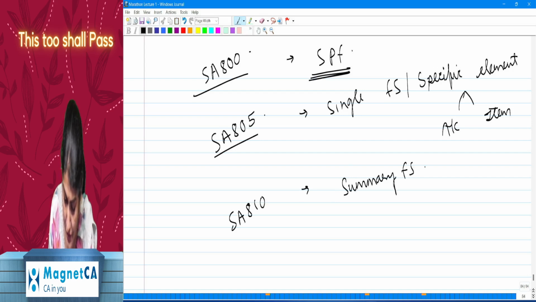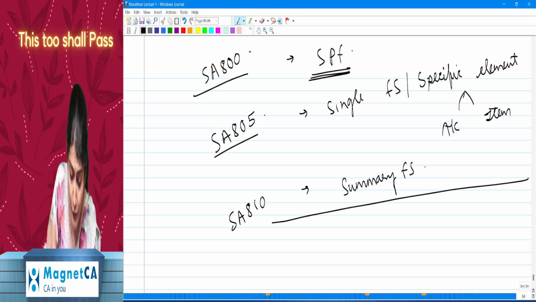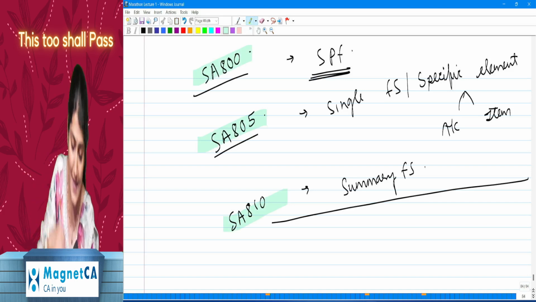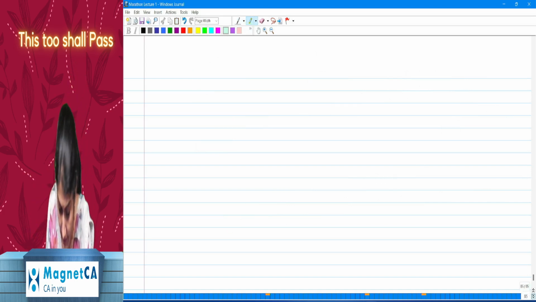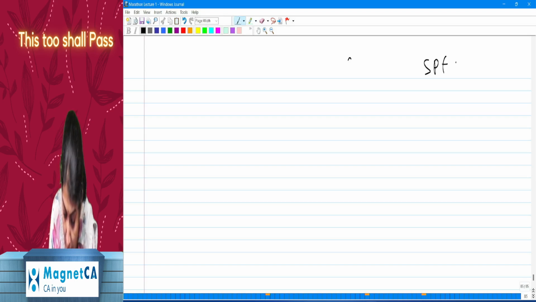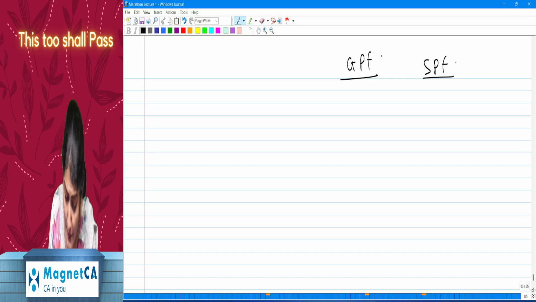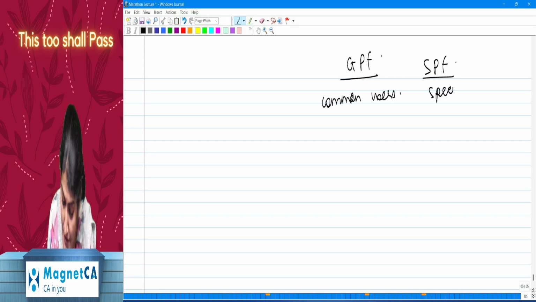Summary financial statements. Okay, now the first point of distinction that we need to understand in these three standards: in 800 we are talking about the special purpose framework, but obviously there could be financial statements also prepared under the general purpose framework. So general purpose framework financial statements are for the common users, for a wide range of users, and special purpose financial statements are for a specific set of users.